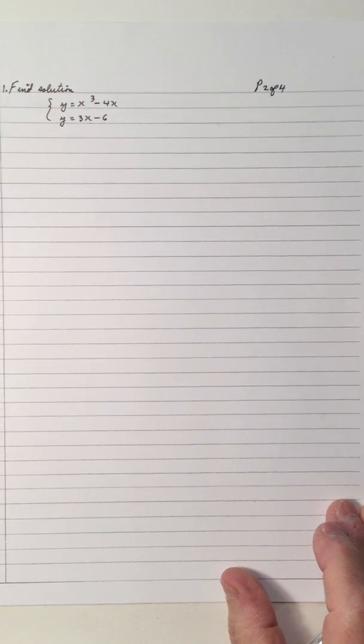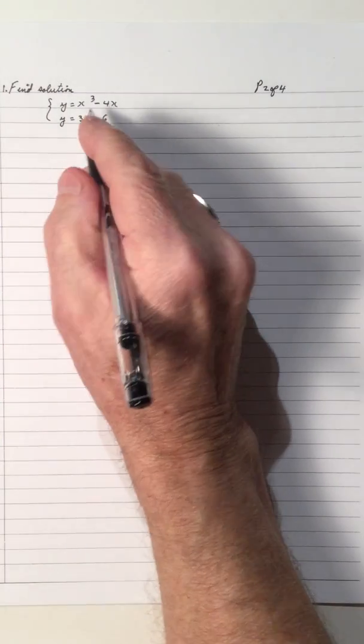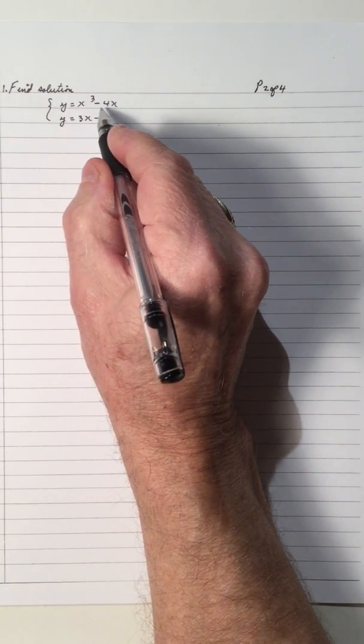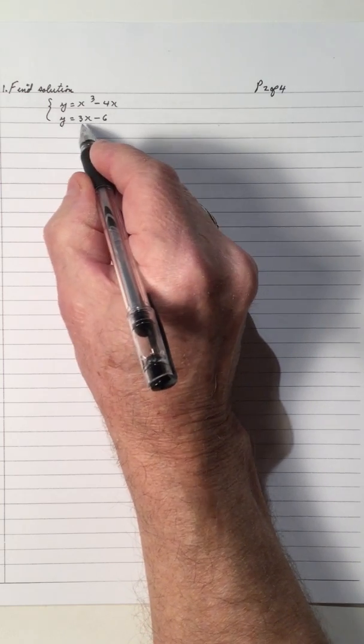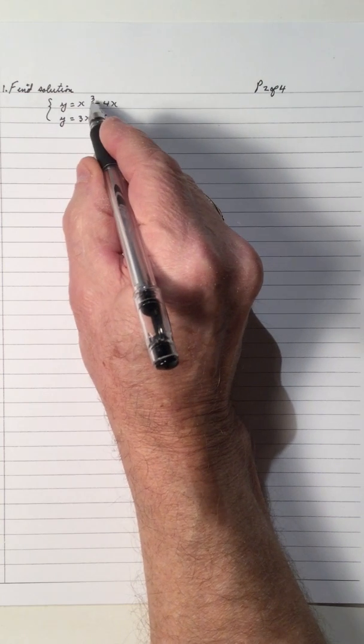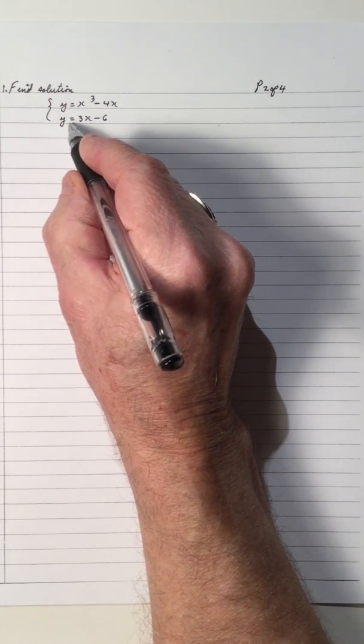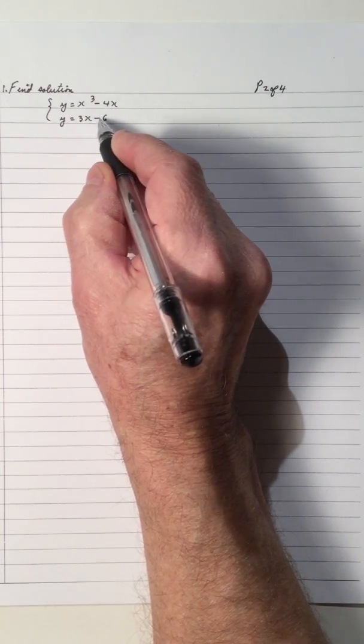System of polynomial equations. Find the solution. So we're solving, we said find the solution. So we have y equals x cubed minus 4x and y equals 3x minus 6. Notice this is a cubic because the degree is 3. And this is a linear, this is slope-intercept form, so it's a line.